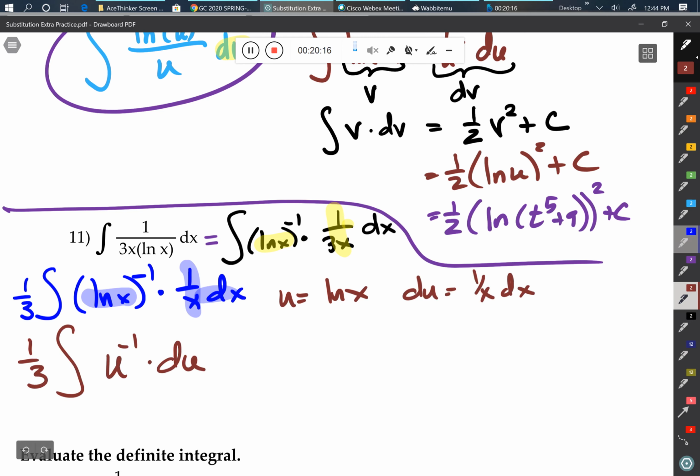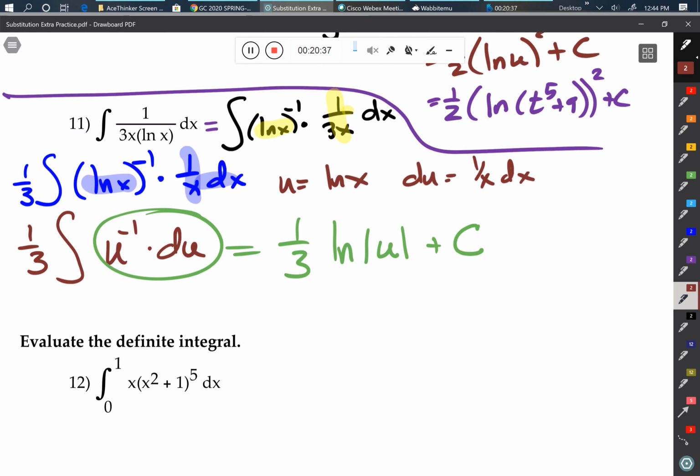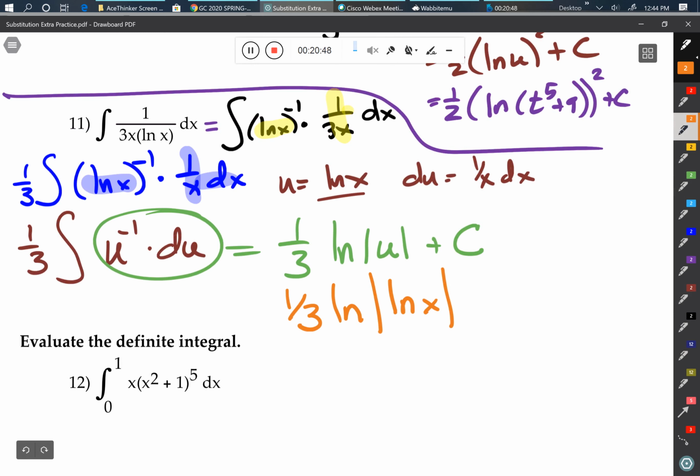Okay? Now, stay with me here because it's going to get a little confusing. This is now something I can take the antiderivative of, so I'm going to. This is the 1/3 that is out in front. The antiderivative of u to the negative 1 is the natural log of the absolute value of u, of course, plus c. But I need to do a back substitution, so what's u? Well, u is, by definition, the natural log of x. So then this is going to become 1/3 times the natural log of the absolute value of the natural log of x plus c. And that's our final answer.